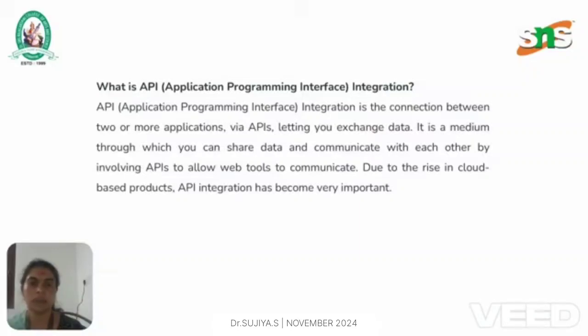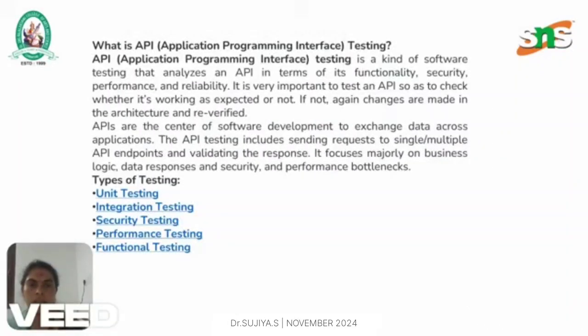And what is API integration? It is a connection between two or more applications via an API, letting them exchange data. It is a medium through which you can share data and communicate with each other by involving an API to allow web tools to communicate. And what is API testing? Like software testing, API testing also undergoes various types of tests such as unit test, integration test, security test, performance test, and functional test, before exchanging data across applications.